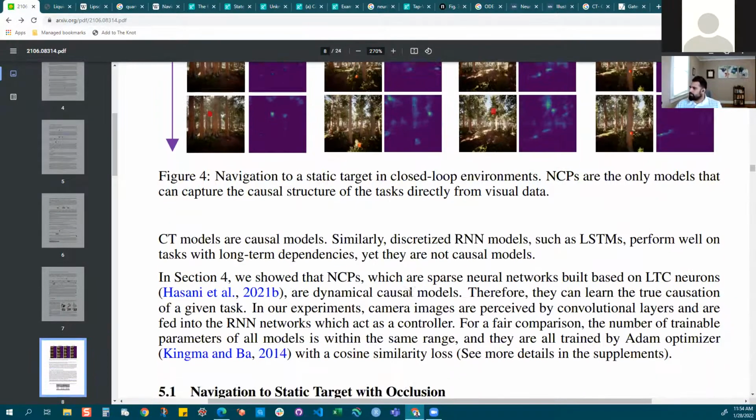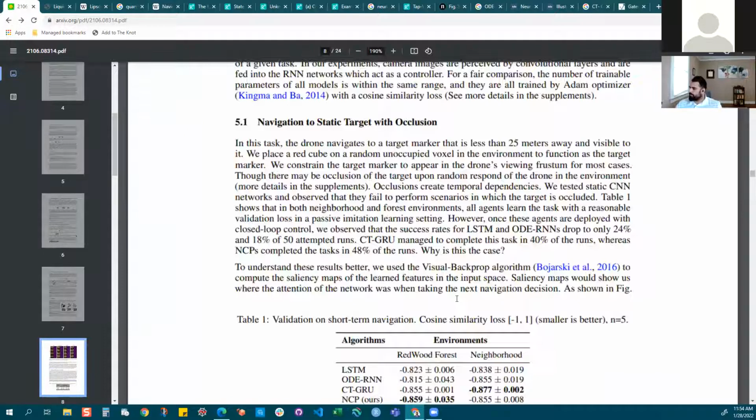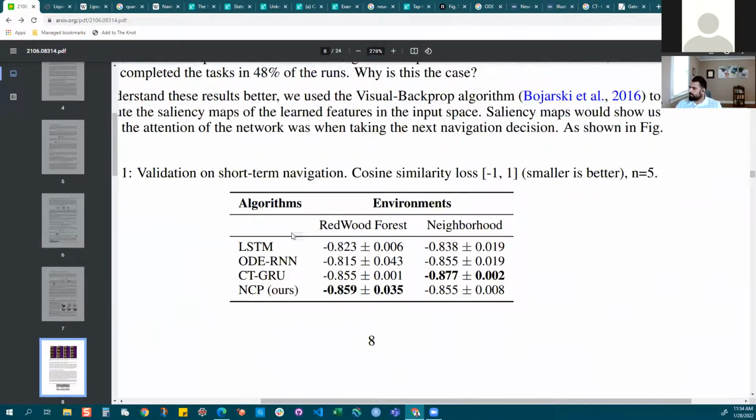And then they report their outcomes in a table like this, using cosine similarity loss. And the smaller the cosine similarity, the better. So the NCP model that they trained operated better in the redwood forest environment when they compared them for short-term navigation.